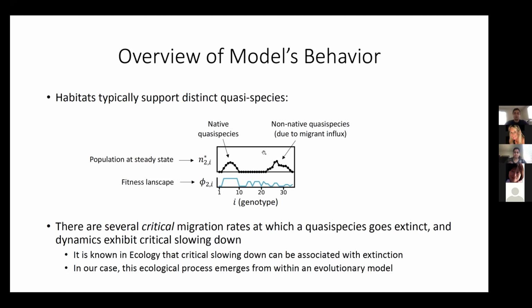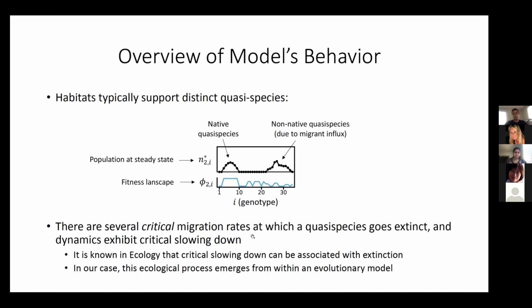And due to the migrants entering the habitat, there's this other locus of population over here. And that's what we call the non-native quasi-species. So there's this coexistence between the two quasi-species. And as we'll see, there are several critical migration rates at which one or the other of these quasi-species goes extinct. And when this happens, the dynamics exhibit critical slowing down.